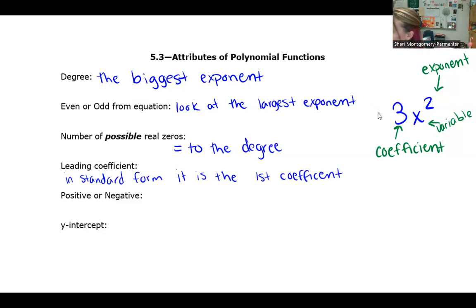So to figure out if your function is positive or negative, we also have to look at that very first term. We look at that leading coefficient. If the leading coefficient is positive, it's a positive function. If it's negative, then it's a negative function. So to figure out if you are positive or negative, you have to be in standard form.